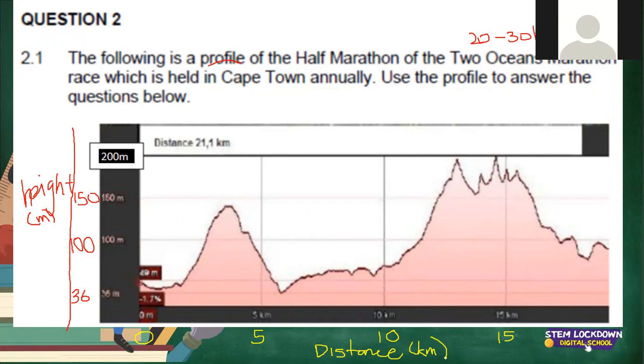Now that you've analyzed, lastly, this here is 49, by the way. In other words, we're starting our race at 49 meters above sea level. Most of your marks, learners, will be obtained when you're analyzing what is given. Everything will be easier after that.